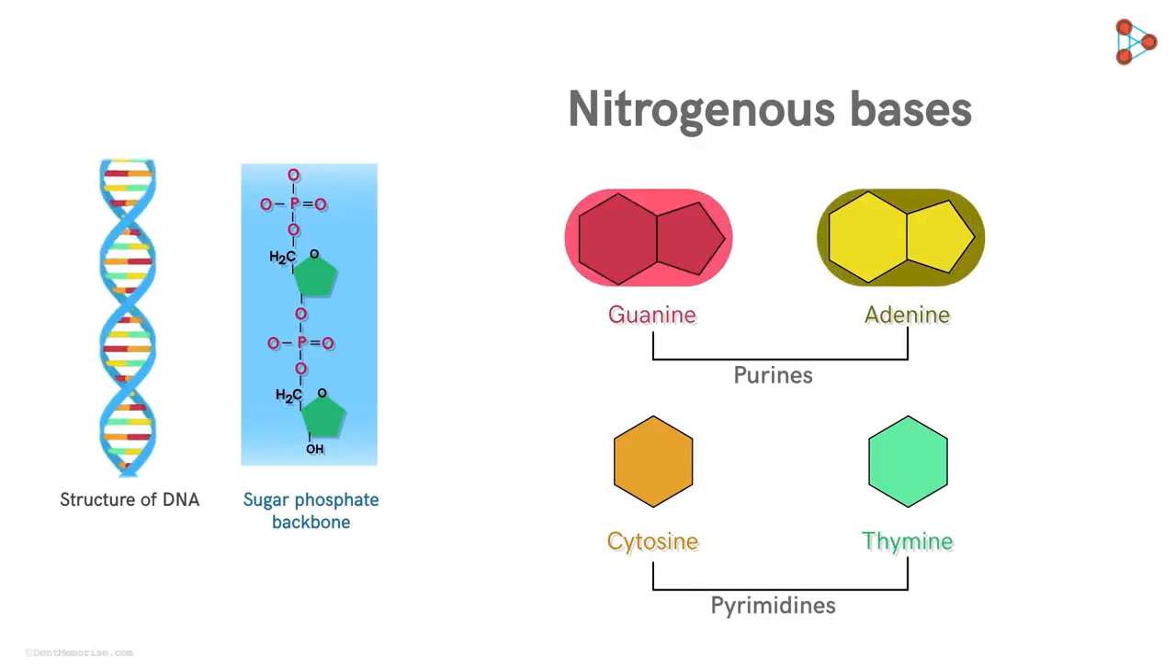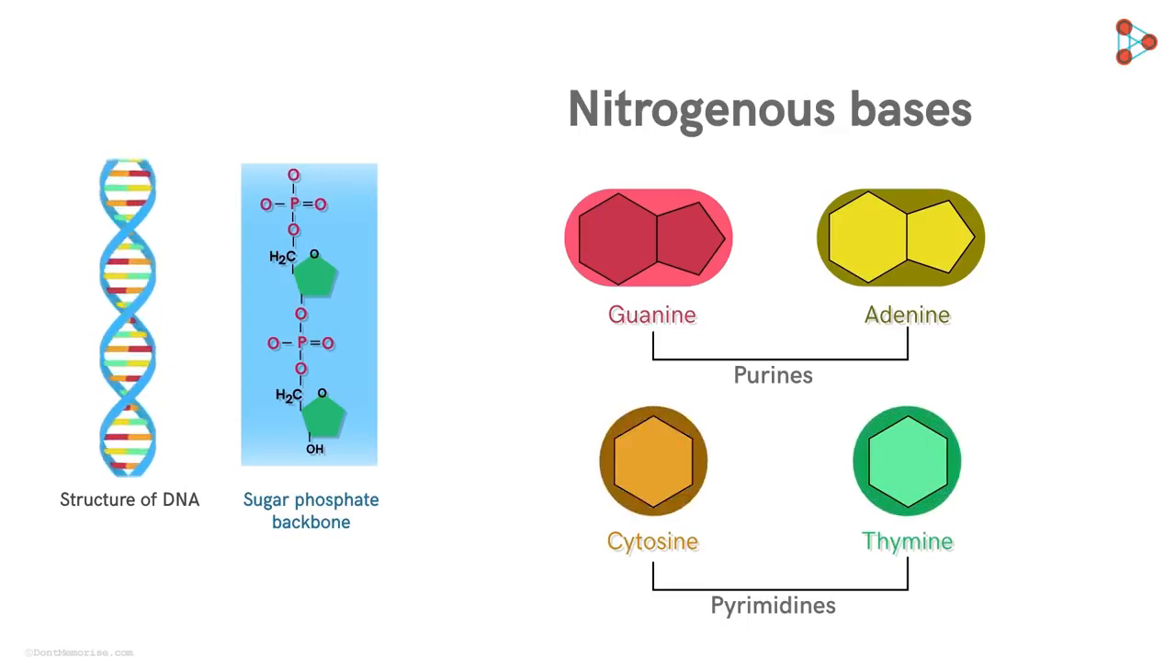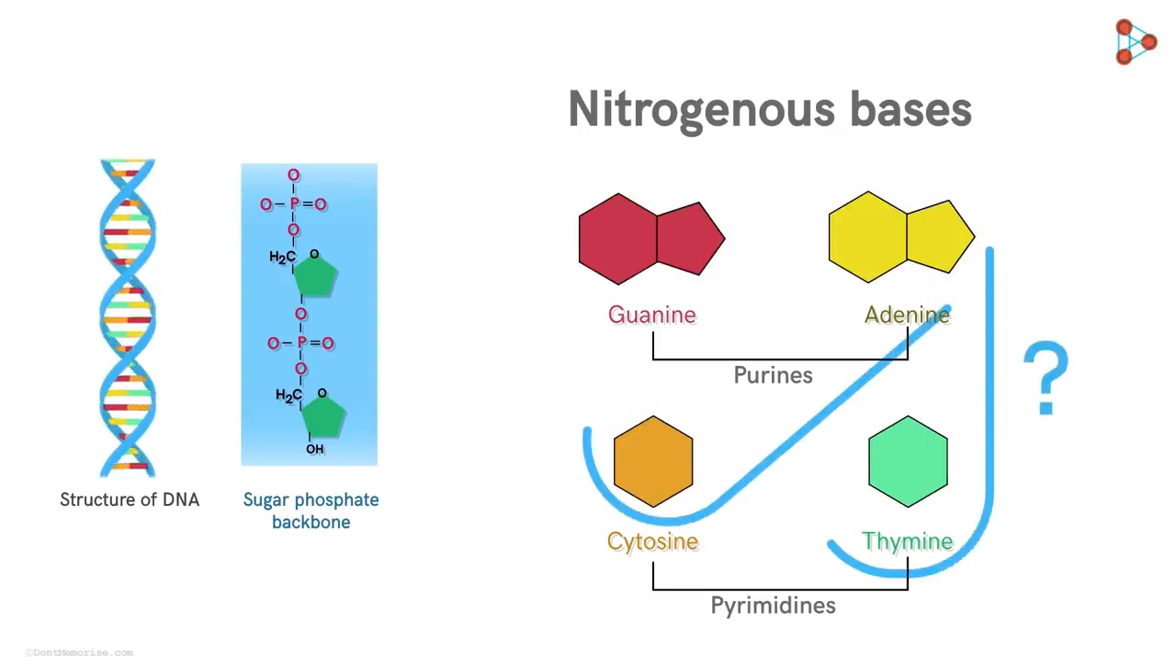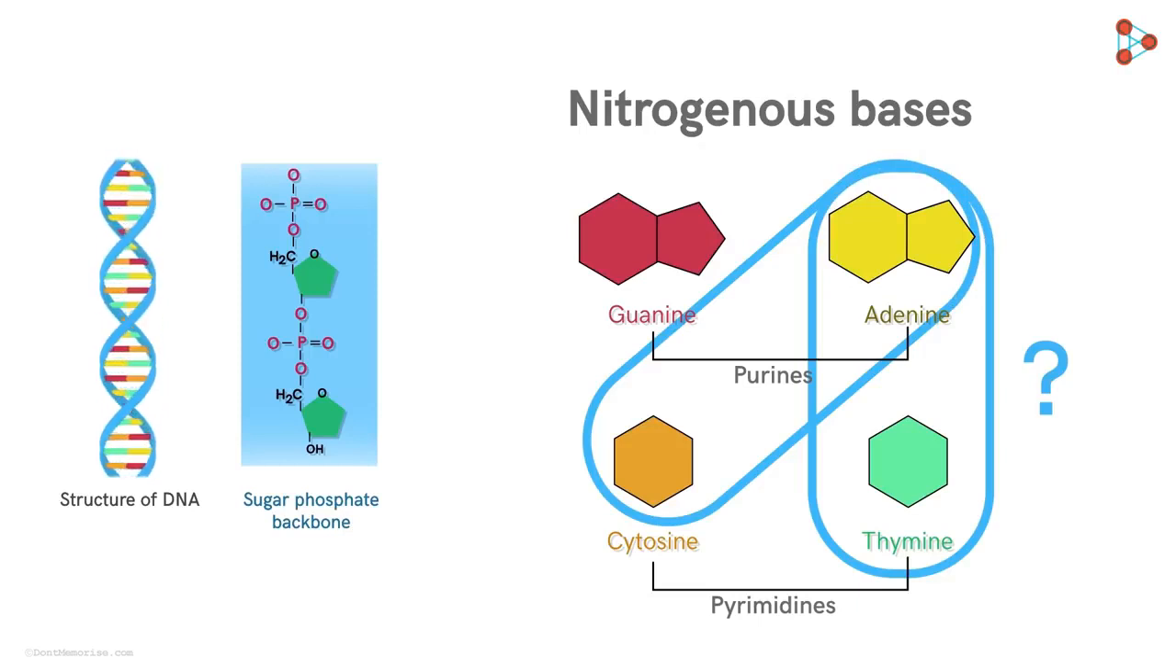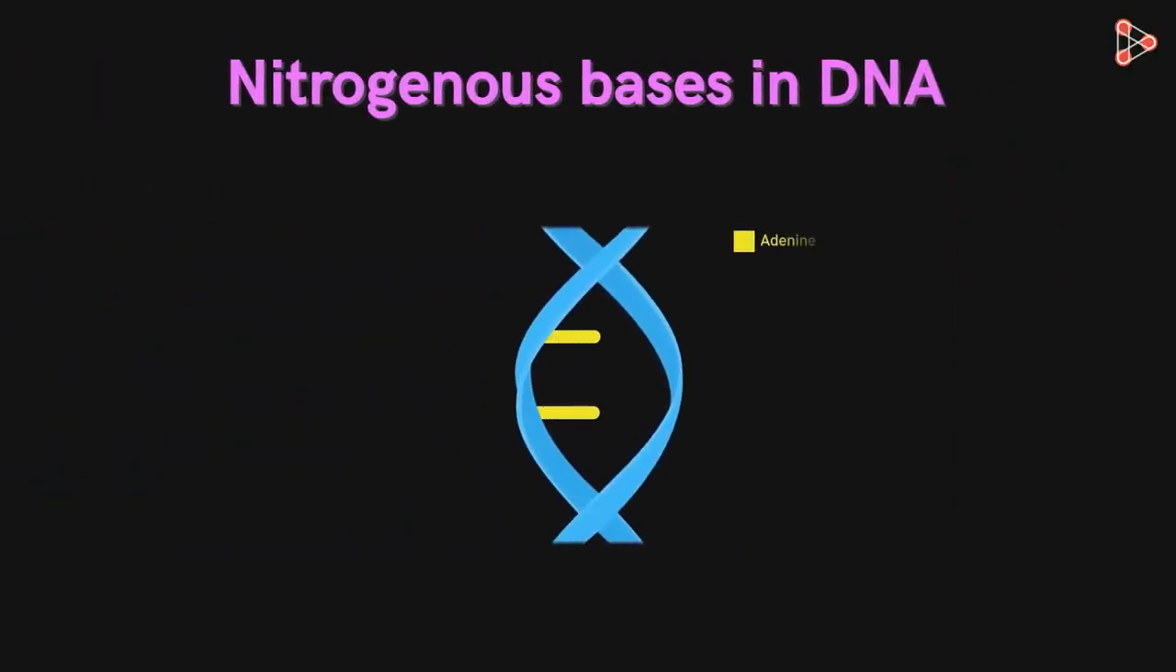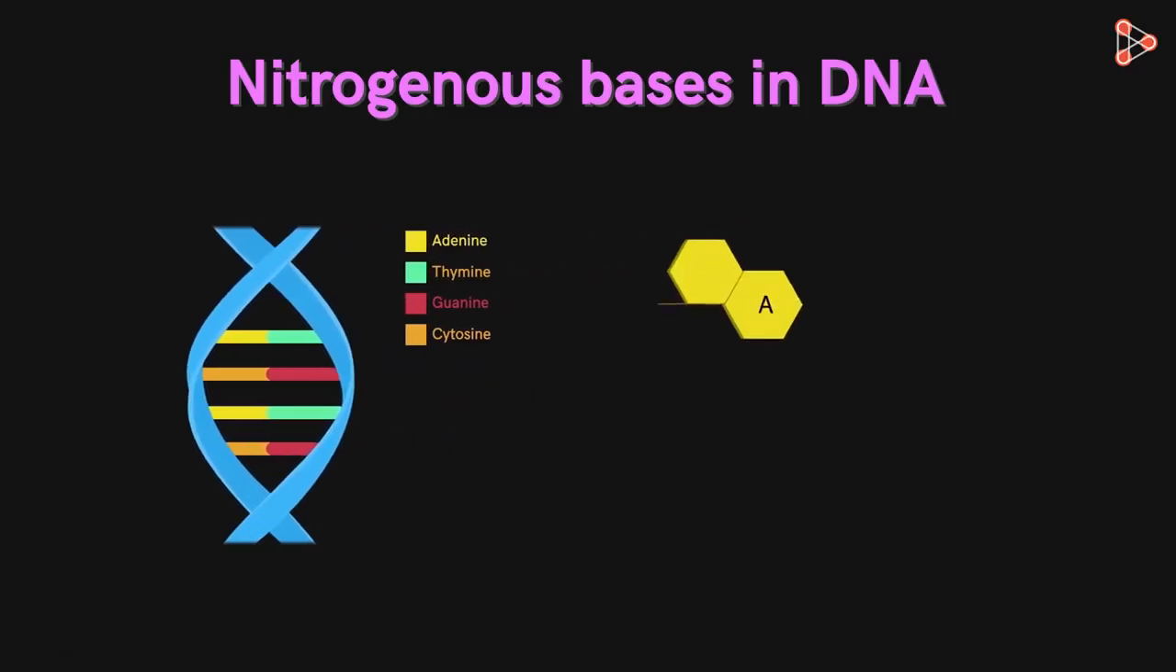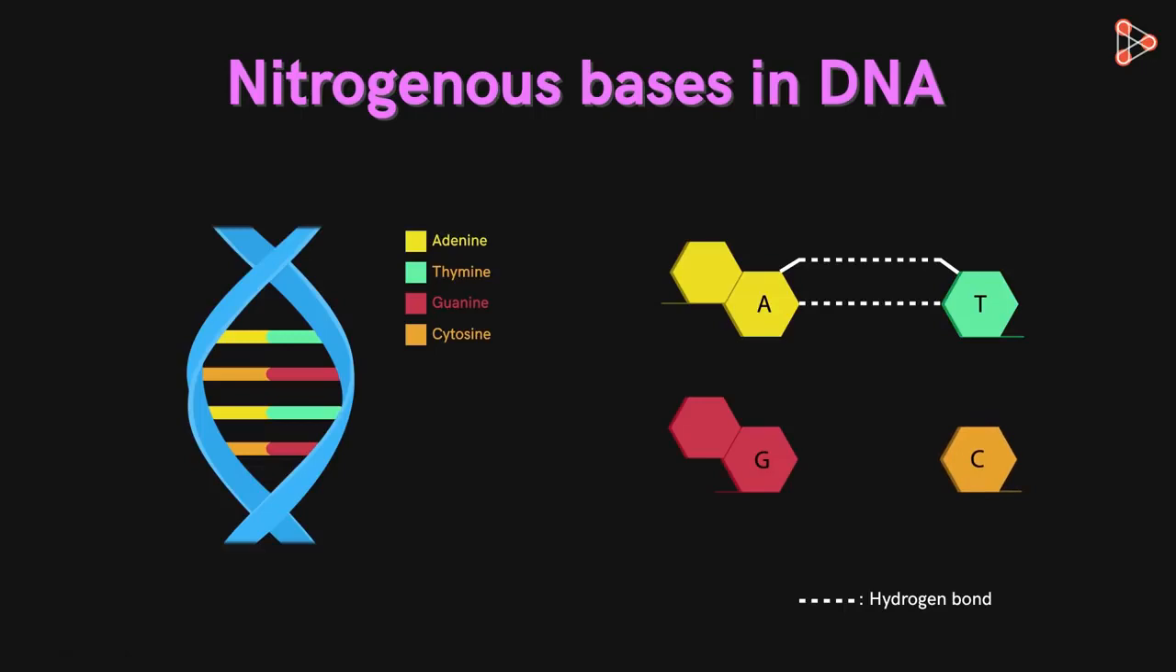Adenine and guanine are the two purines which bond with the pyrimidines thymine and cytosine. Can any purine bind with any pyrimidine? Nope. It's a thumb rule that adenine always binds with thymine, while guanine binds with cytosine only. These molecules are bound to each other with the help of hydrogen bonds. Adenine binds with thymine with the help of two hydrogen bonds. Guanine and cytosine, however, bind with three hydrogen bonds.